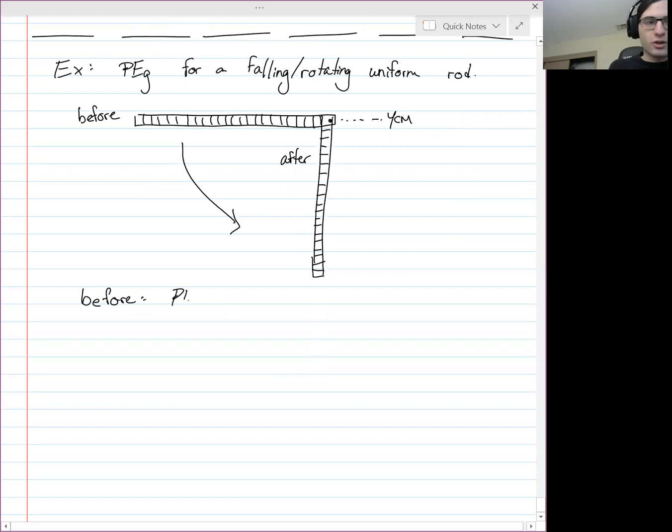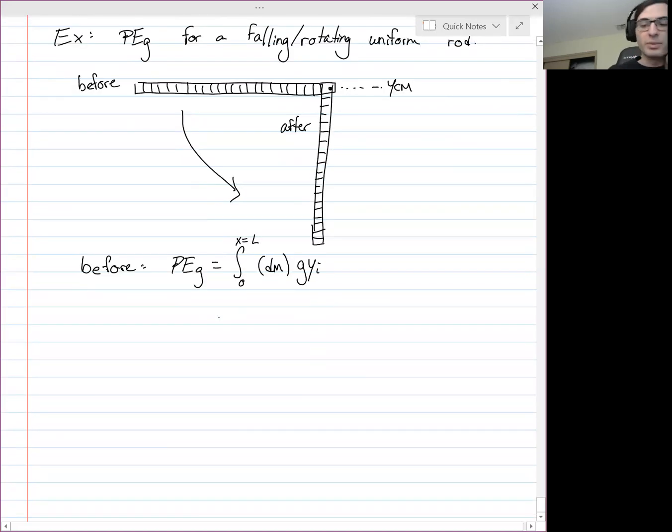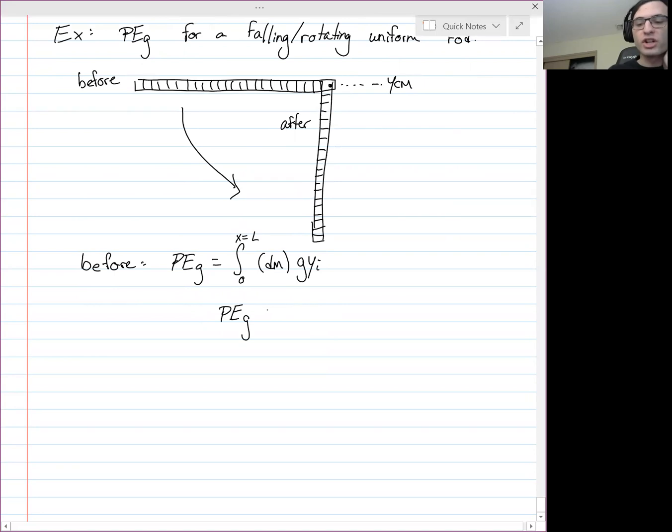So the potential energy due to gravity in the before case is, technically, an integral, because this is an extended object. We integrate from 0 to x equals L, say, dm times g times y initial. Let me explain where this formula comes from. The potential energy due to gravity for a small chunk of mass is just dm times g times y of that small chunk of mass, right? So if I wanted to add up and find the potential energy for the whole rod, I would have to do an integral. That's where this comes from.